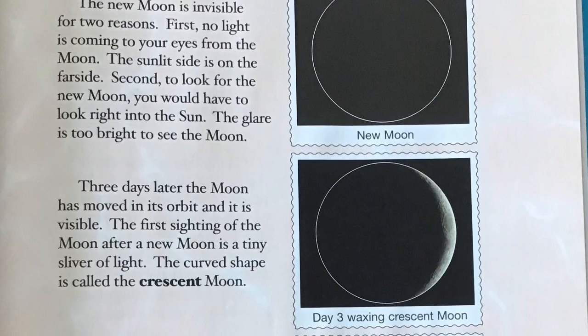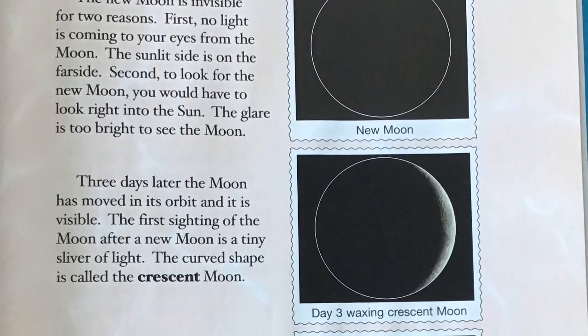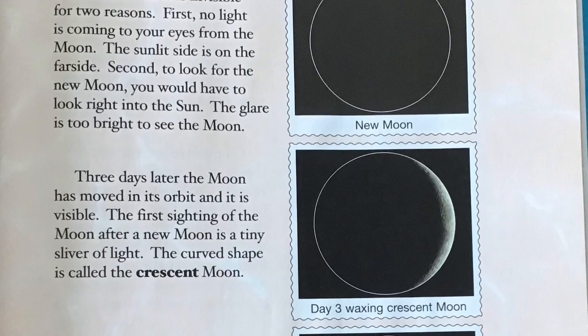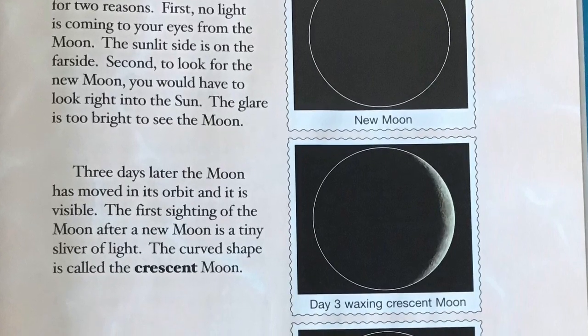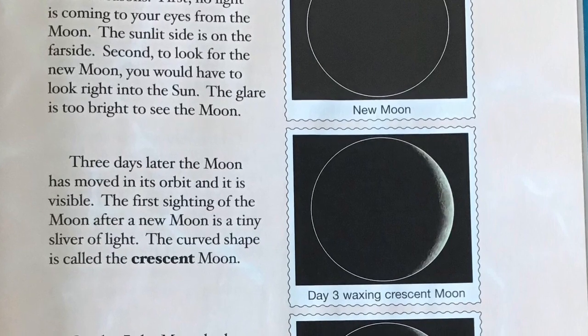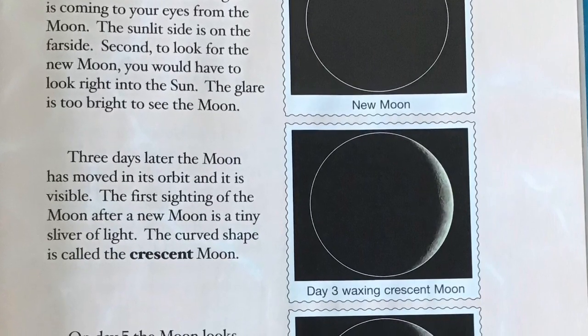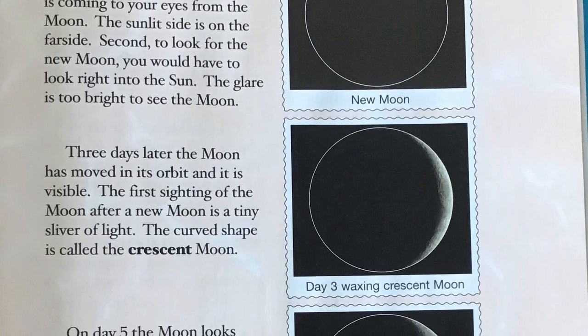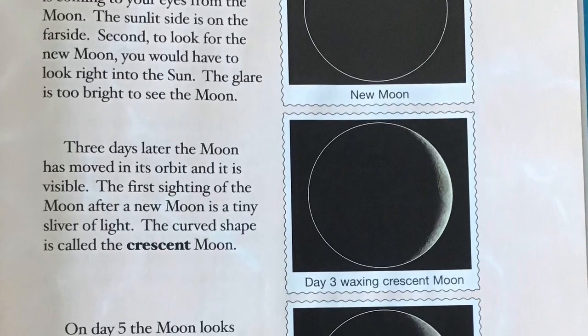Each day, the bright part of the moon is a little larger. We say the moon is waxing when it appears to grow. By day 6, bright sunlight covers almost half the face of the moon. This is the last day of the waxing crescent moon. Tomorrow the moon will be the first quarter moon.